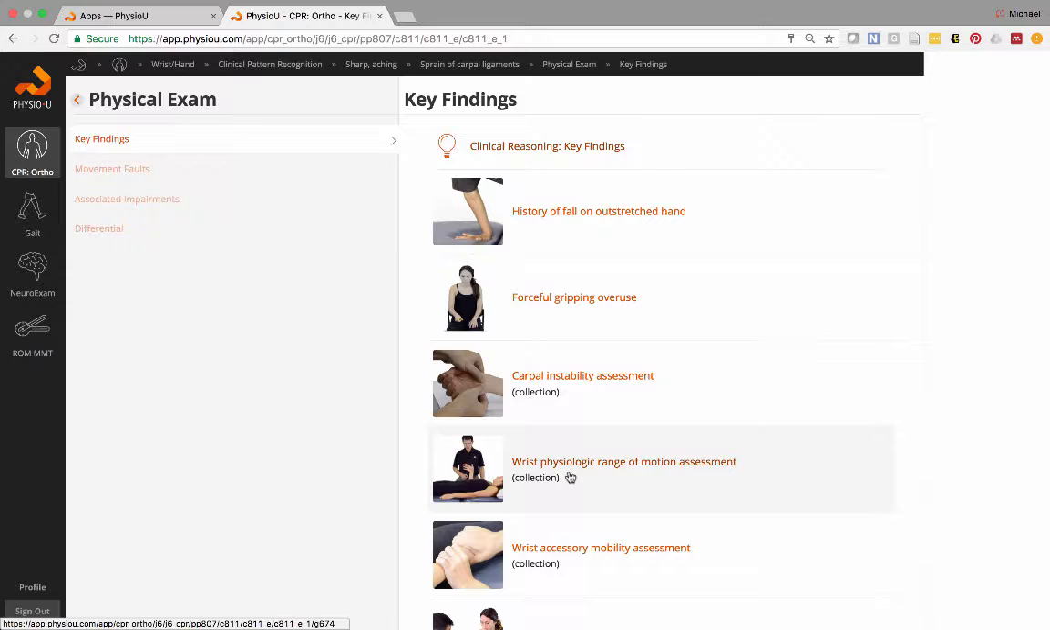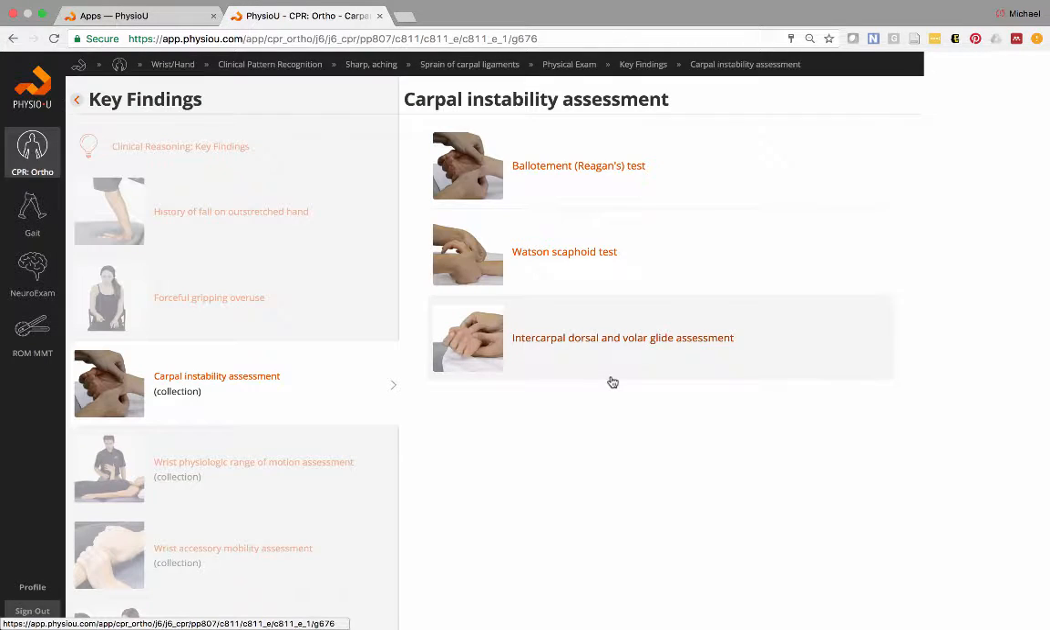And you would look at range of motion, right? So one of the key things that we do is assess whether range of motion is affected, look at accessory mobility, and use some special tests to assess for significant instability. Okay, so you can see these different ballottement tests, lunotriquetral, basically accessory mobility, the Watson scaphoid test, looking for a clunk if the scapholunate ligament is torn, and then assessment of the intercarpal ligaments via accessory mobility gliding, dorsal and volar gliding.